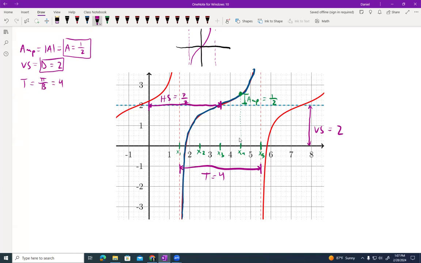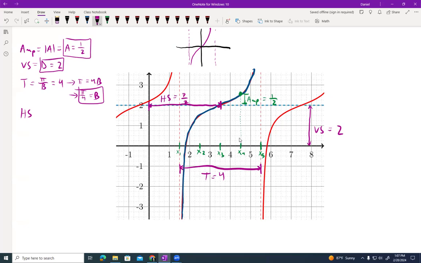And now we have to solve for b, right? So we'll multiply by b on both sides. We get pi is equal to 4b. Now we'll divide by 4 on both sides, and we get pi over 4 is equal to b. Okay. Now we'll do the horizontal shift here.